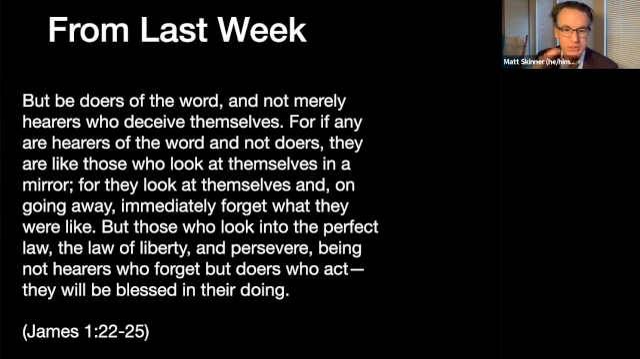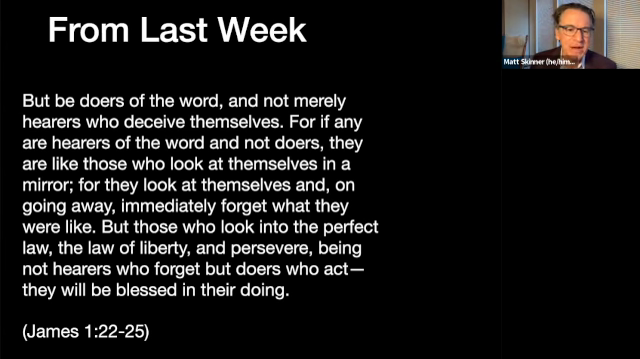There's a sense of foolishness here, right? Somebody who can't even pay attention enough to remember what they just looked like when they looked in the mirror. But for those who look into the perfect law, the law of liberty, and persevere, being not hearers who forget, but doers who act, they will be blessed in their doing. James has a variety of ways for speaking about law in this book, and it's not always consistent. So here it's talking about the perfect law or the law of liberty.